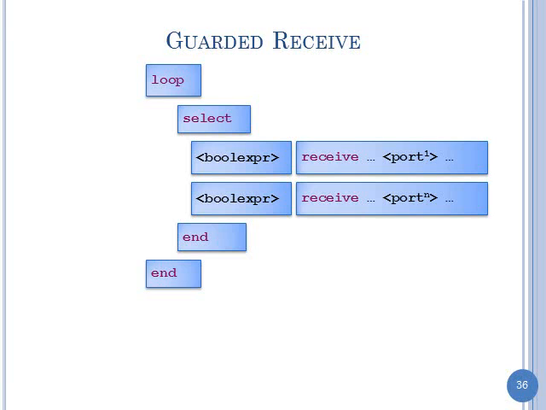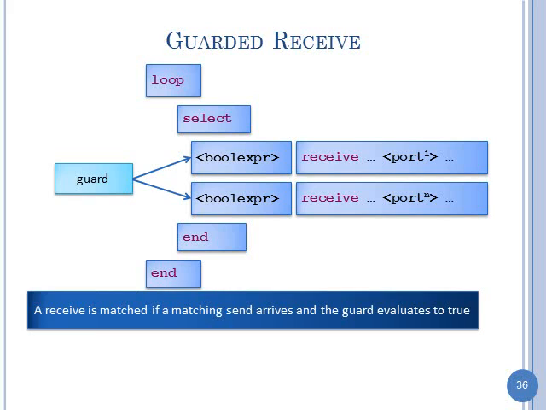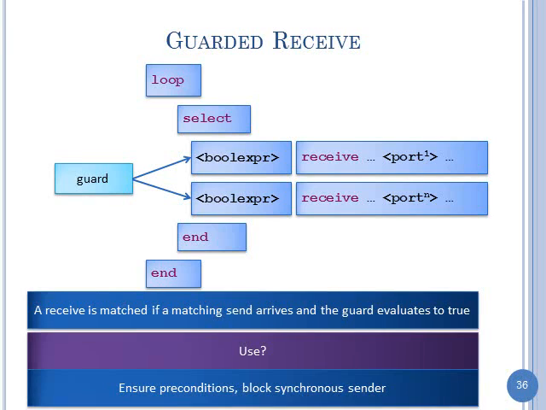Okay, and I'll show you code to make this easier. So a receive is matched if a matching send arrives and the guard evaluates to true. And this is basically supporting preconditions. You're saying, look, I don't want to execute this stuff till its precondition is true. And rather than just throwing an exception, I'll make the sender wait until my precondition becomes true. So this is an interesting kind of precondition where it can cause blocking to happen because it may later become true.